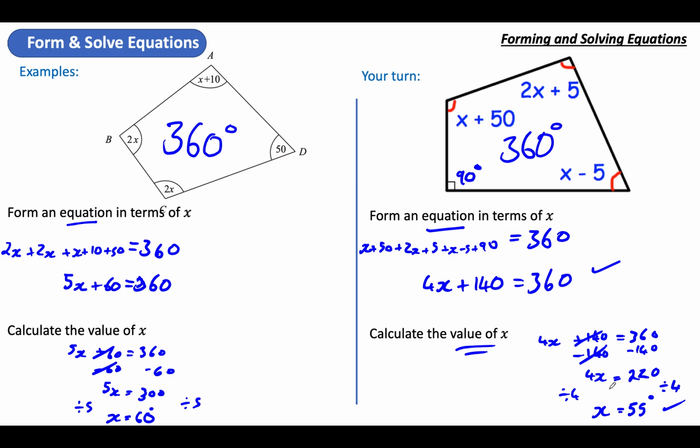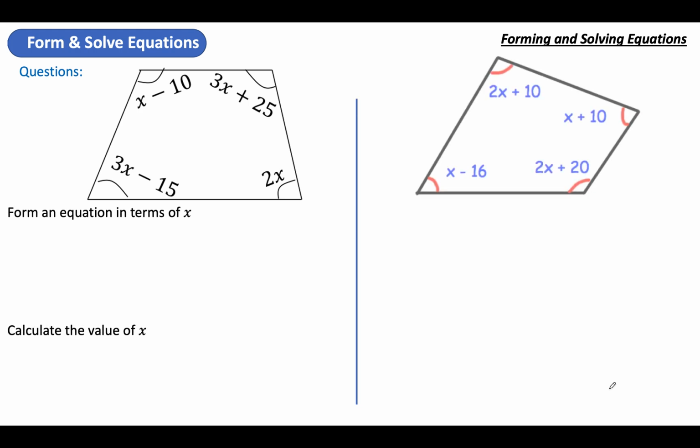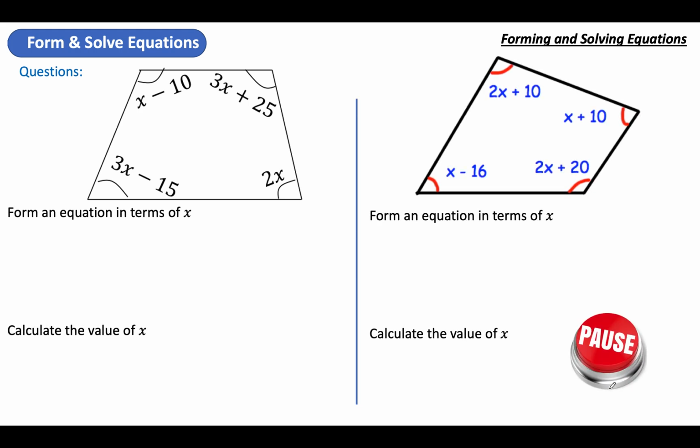All right, hope you got that one right. If not, watch it again, see what I did. Otherwise, move on to these. 2 more for you to do. They are 4-sided shapes. You can count the sides. Up to you. All right. Pause the video. Unpause when you are done.